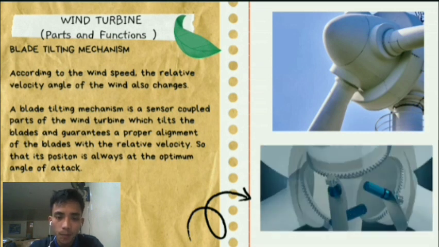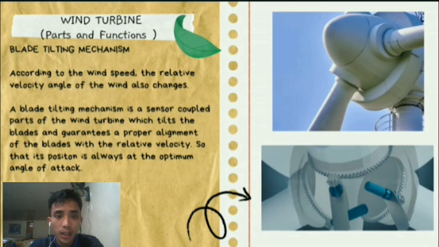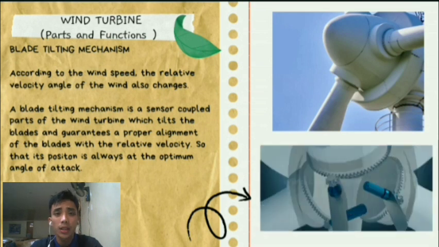Number 2 po natin is yung tinatawag nating variable pitch blades po. So, ano po ba yung variable pitch blades? Kung number 1 po natin is yung tinatawag na fixed pitch blades, number 2 po, variable pitch blades, which are more sophisticated and can adjust their pitch angle to optimize energy capture under different wind conditions.